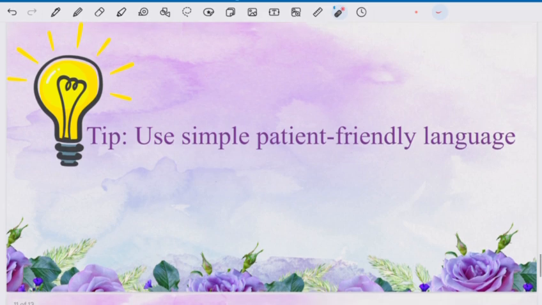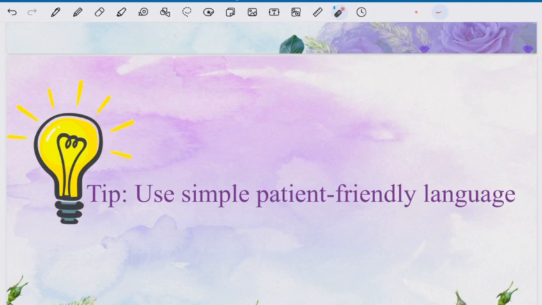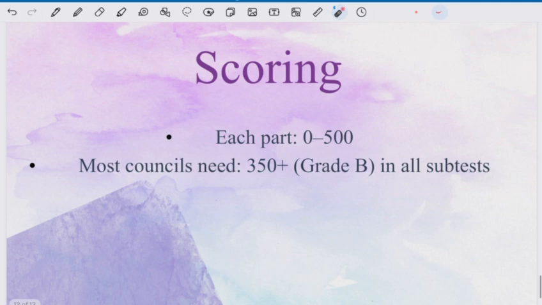So my tip is use simple, patient-friendly language. Just as simple as that. Don't use medical jargon. So let's move towards scoring.